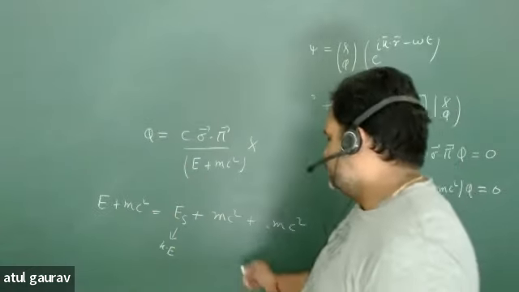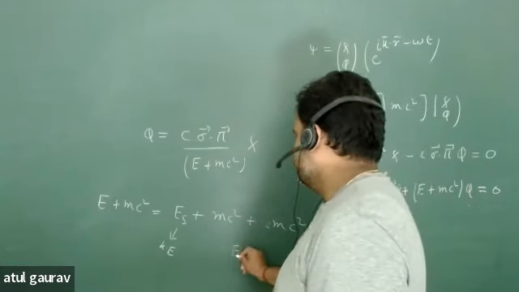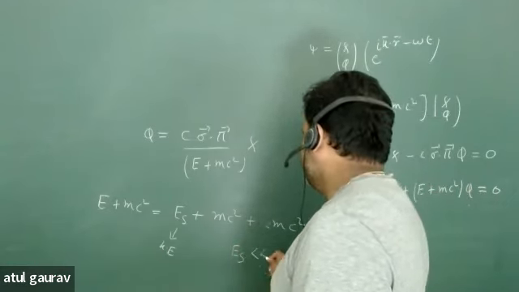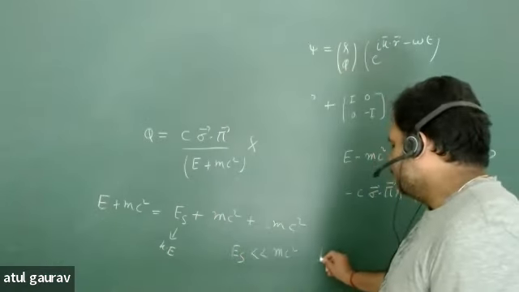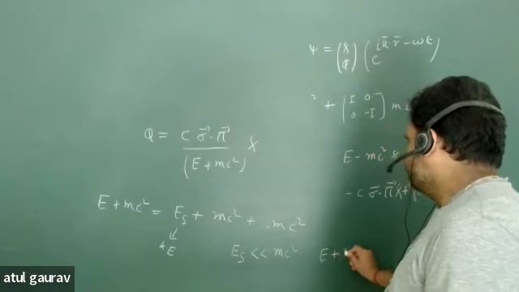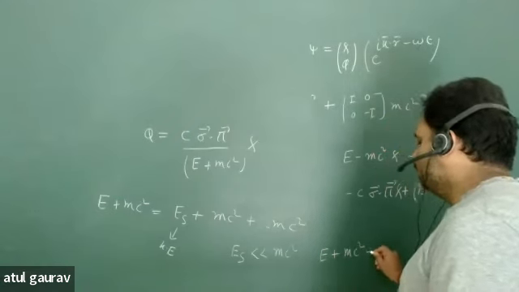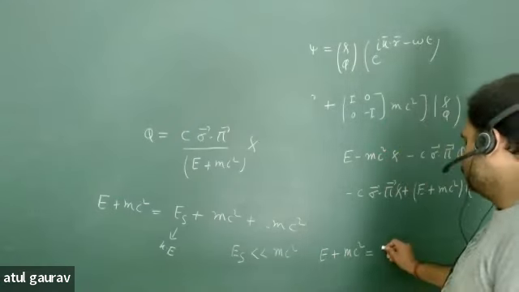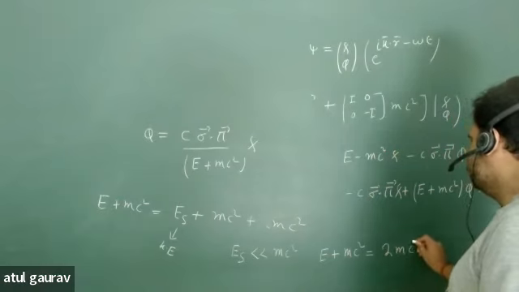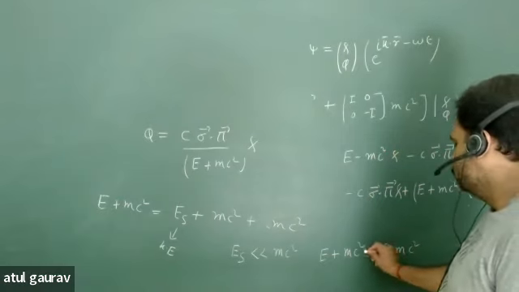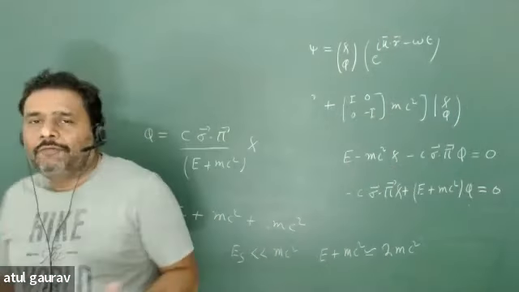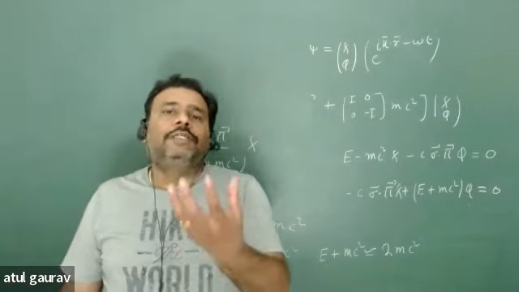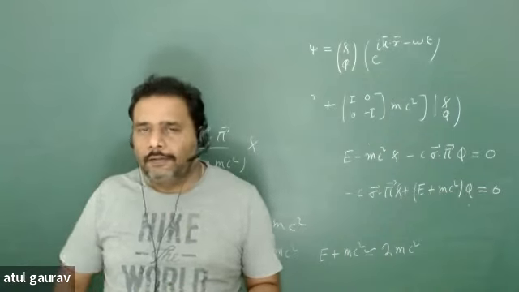Yes, sir. If we want to go to the classical region, then what we are saying? We are saying E is very, very much less than mc². So I can write E plus mc² is nothing but equivalent to 2mc². We just want to go into the region where we can write my kinetic energy as p²/2m. Are you getting my point?